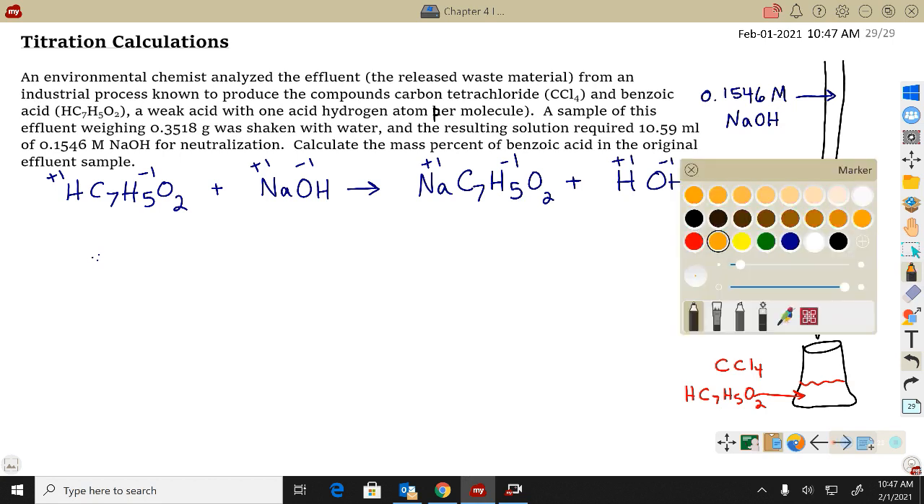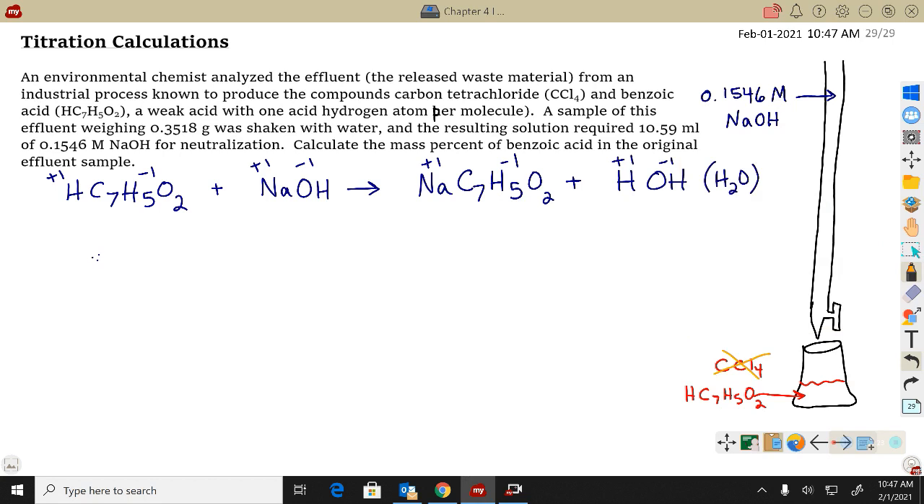But the carbon tetrachloride does not react with the sodium hydroxide. So it's in here, but it's non-reactive, and it's not part of my balanced equation, and I'm really not going to study it. So in this solution mixture that's in my flask, I want to know what percent of that is the benzoic acid?